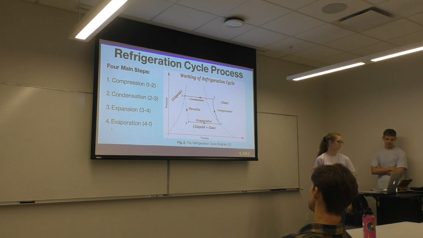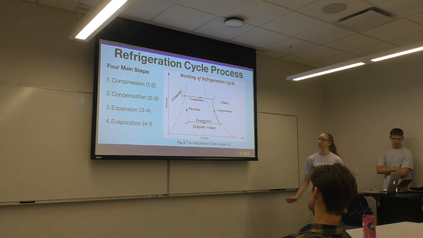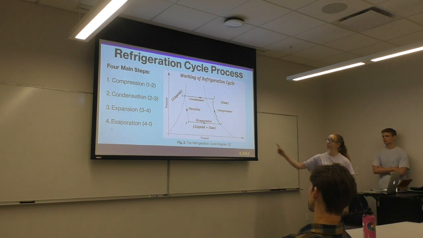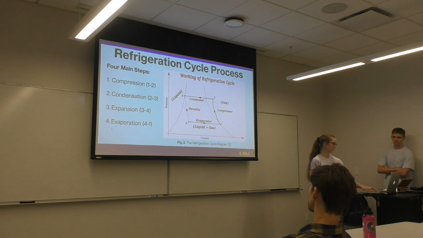First, compression, where the refrigeration is compressed into a high pressure gas from 1 to 2. And then condensation, where the gas releases heat and turns into a liquid from 2 to 3. From 3 to 4 is expansion, where the liquid refrigerant's pressure drops, causing it to cool. And from 4 to 1 is evaporation, where the refrigeration absorbs heat and turns back into a gas, completing the cycle.